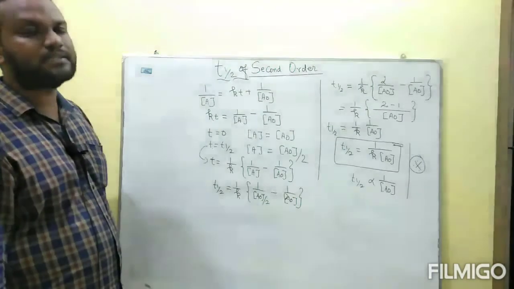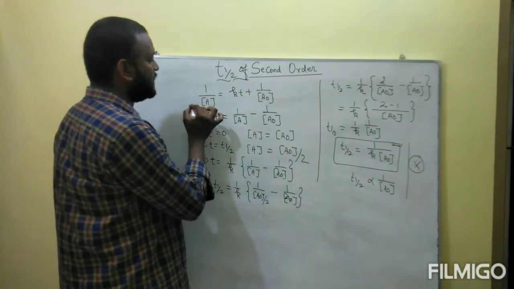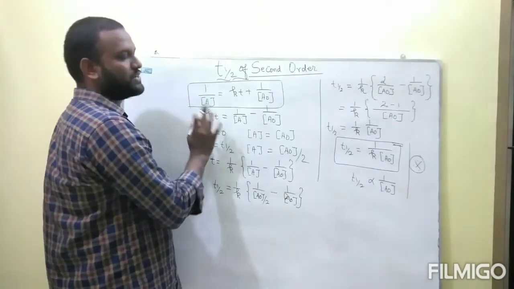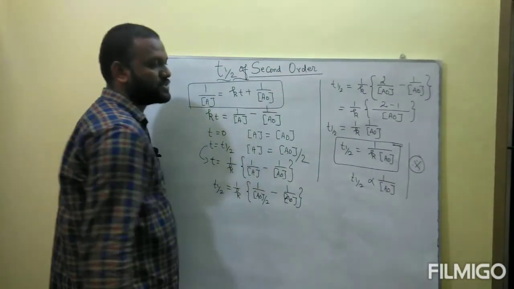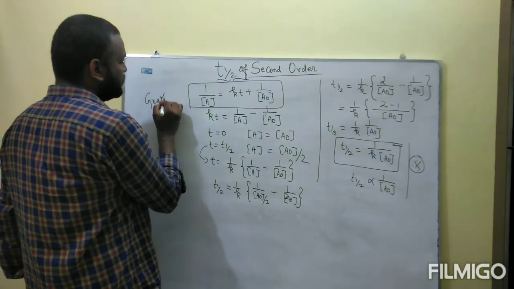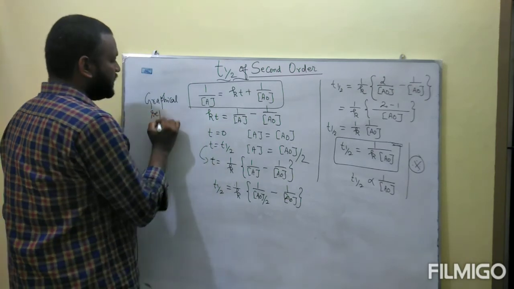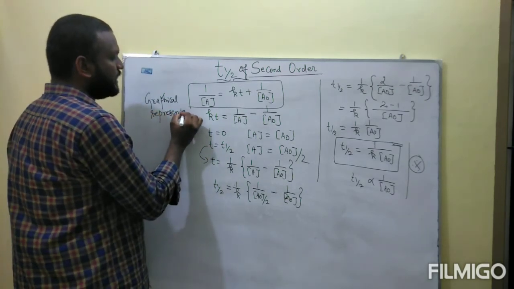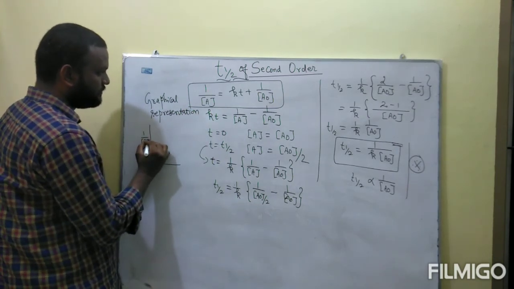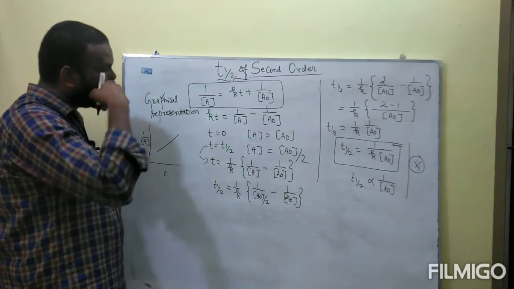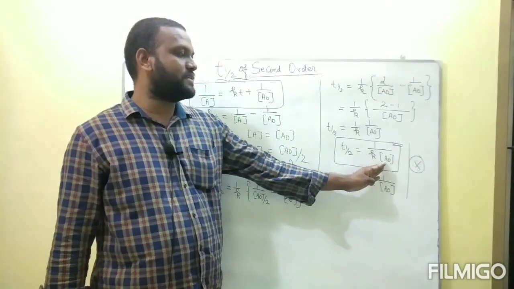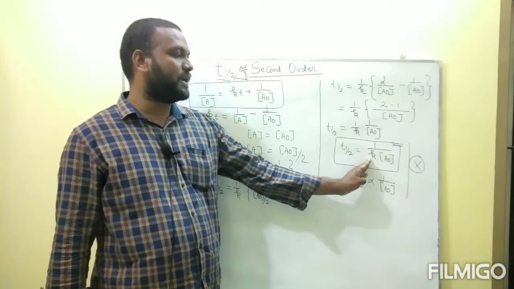So what are the possible questions on this T half and the rate constant? Generally, they ask what is the general expression for T half of second order reaction, and they will ask some graphical representation also. In graphical representation, the 1 by A versus T will give you a straight line graph, y equals mx plus C.